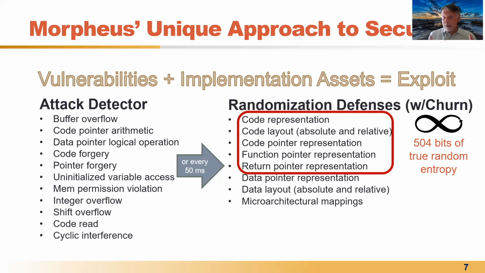Now, in the particular design that I'm talking about today, Morpheus 2, we randomize code representation, code layout, code pointer representation, function pointer representation, and return pointer representation.